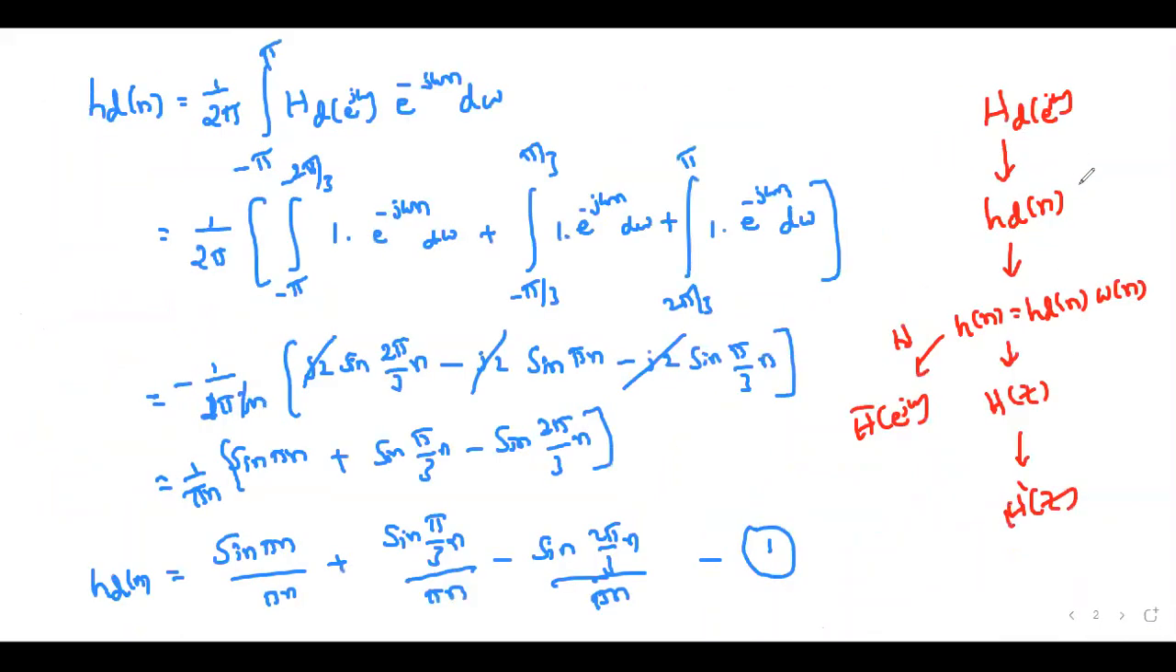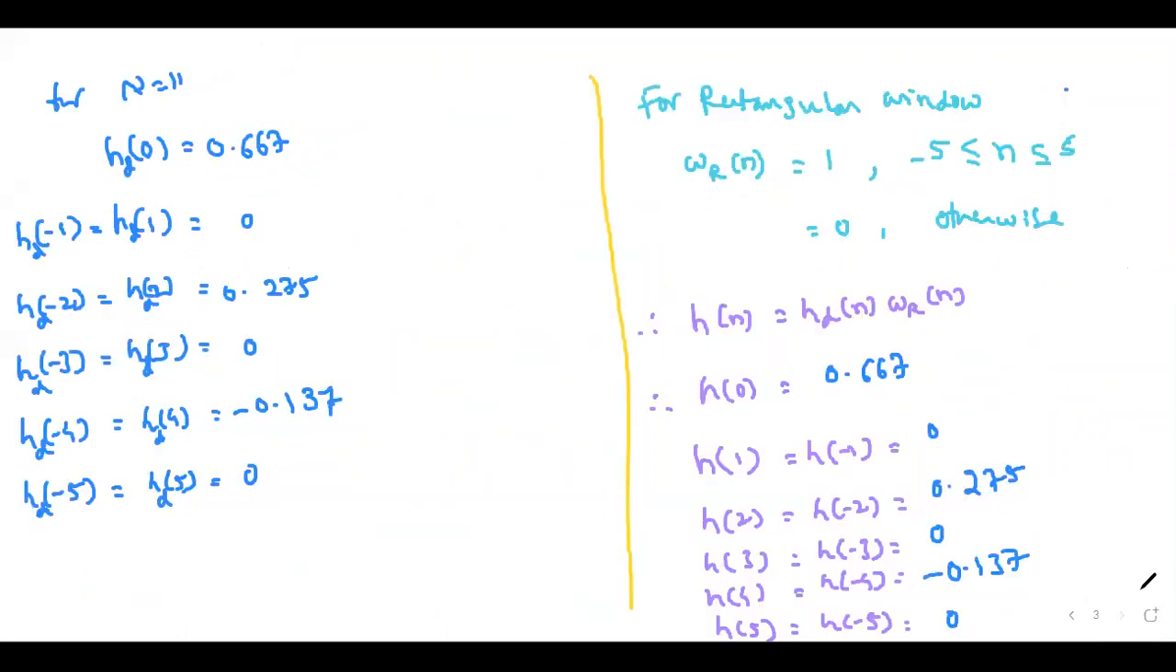So, we have completed hd of n calculation, then h of n calculation. Now, we need to find out h of z. So, by these coefficients, we will calculate h of z. Since the h of z formula is the Z transform formula, directly we have the formula: h of 0 plus summation n equal to 1 to 5 of h of n into z power n plus z power minus n.